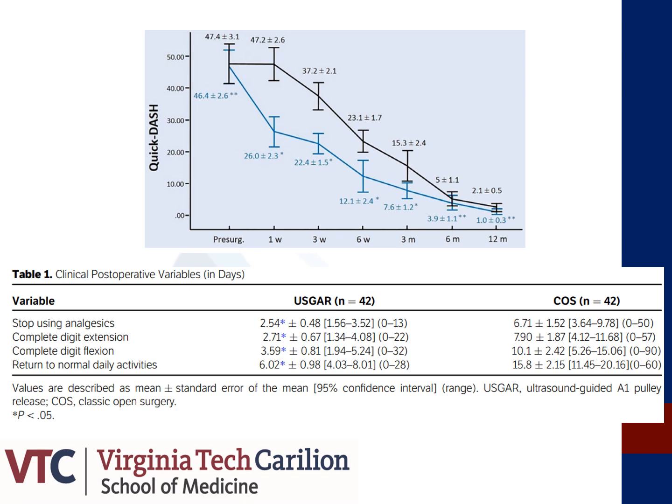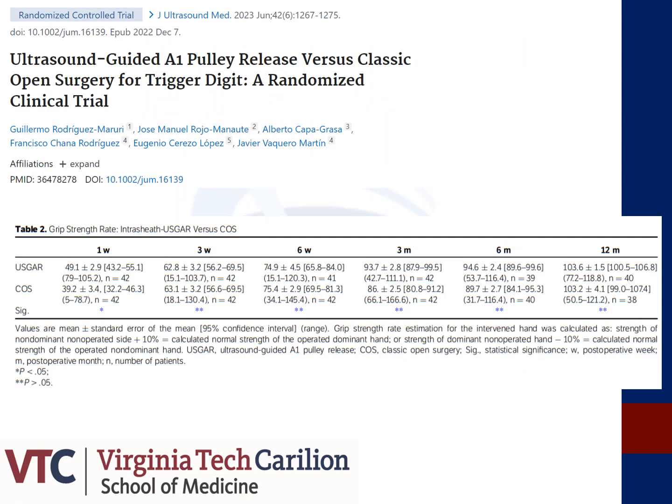Table 1 demonstrates that individuals who underwent ultrasound guided releases noted a shorter duration of analgesic use, fewer days to obtain complete digital extension and flexion, and fewer days to return to normal activities in comparison to our standard open procedure. Table 2 looked at postoperative grip strength, and it was noted that there was significant improvement in grip strength at 1 week. However, by 3 weeks postoperatively, the change in grip strength was no longer statistically significant.